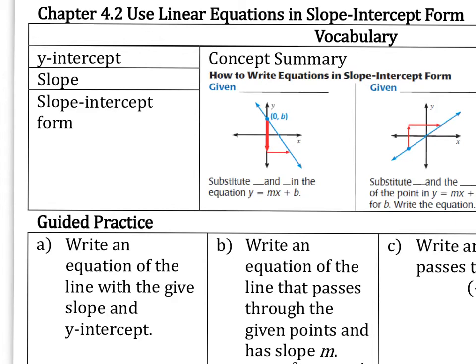If you're given the slope m and the y-intercept b, then all you have to do is substitute the slope m and b in the equation y equals mx plus b.